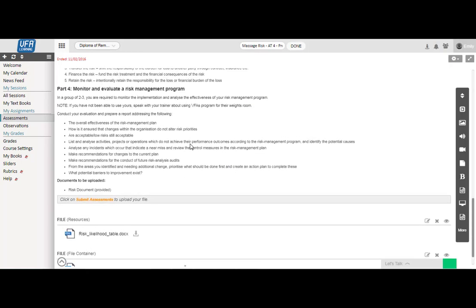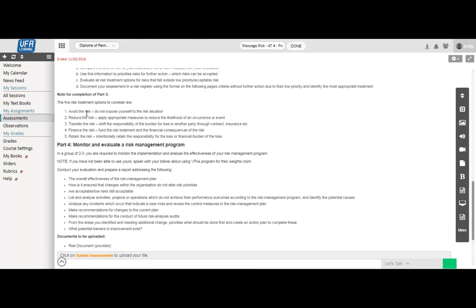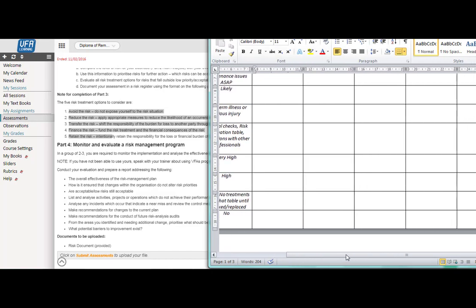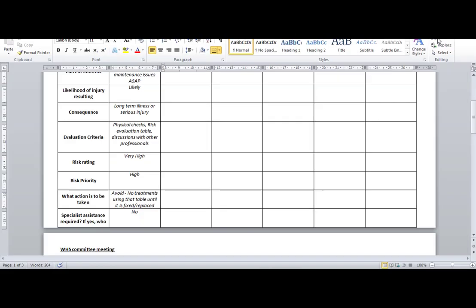So again, we're coming back to these 5 parts to identify that section. And is specialist assistance required? And if yes, who? But for that, we're not going to need anyone. So once we've done this, and you're going to do this for 6 different things all up. So if I have a look at my table, I can see there's space for 6 different risks.